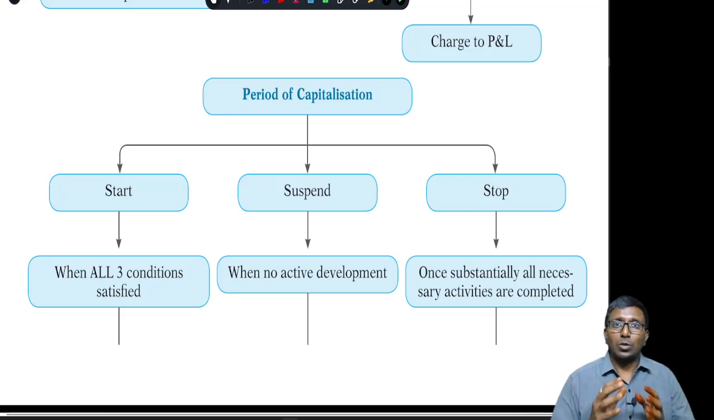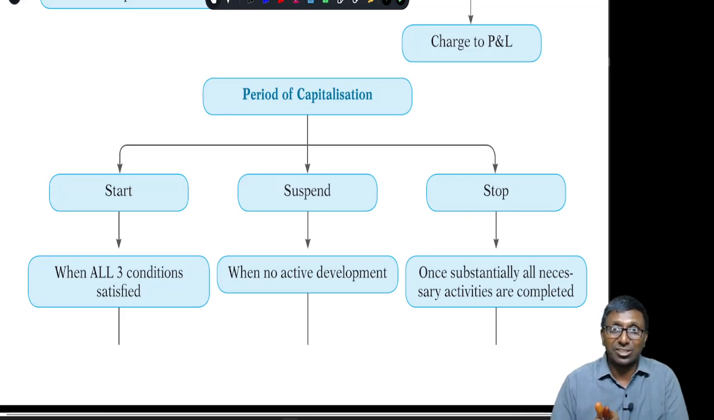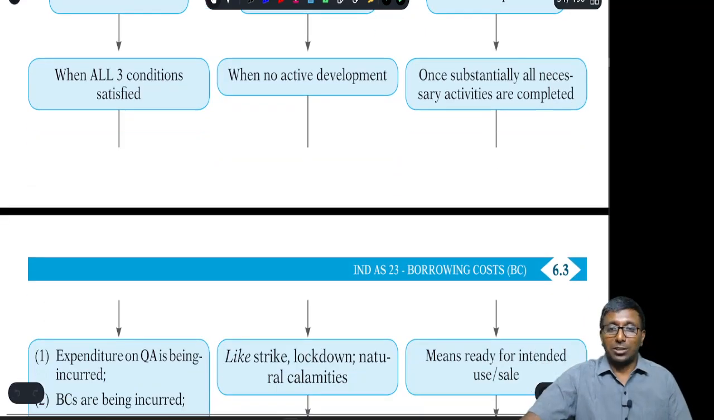Last stop: when do you cease capitalization, or when do you stop it? Once substantially all the necessary activities to make the asset ready for its intended purpose are complete. At the end of the day, is the qualifying asset substantially ready for its intended purpose, can I start using it? If yes, then stop it. From that day onwards, the borrowing cost incurred should be charged to profit and loss.